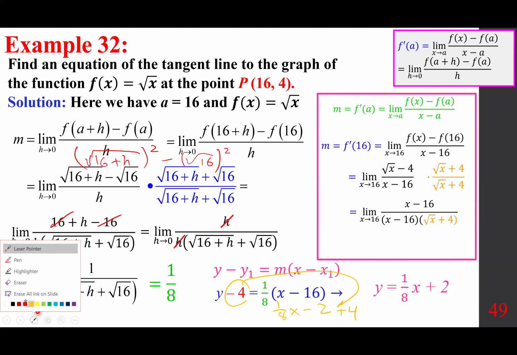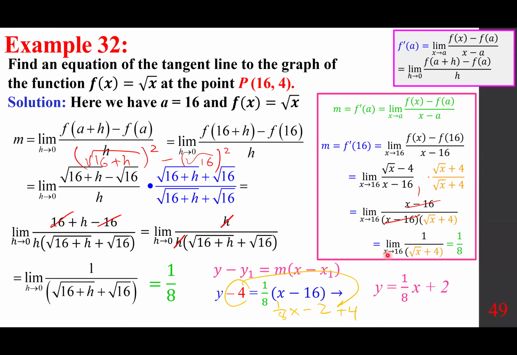And now we can drop the common factor of x minus 16 from the top and the bottom. So we are left with the limit as x approaches 16 of 1 over square root of x plus 4. When we plug in, this becomes 4 and 4, 8. Again, we get 1 over 8, and that's exactly what we got here. And that's the second method with the same answer as expected.